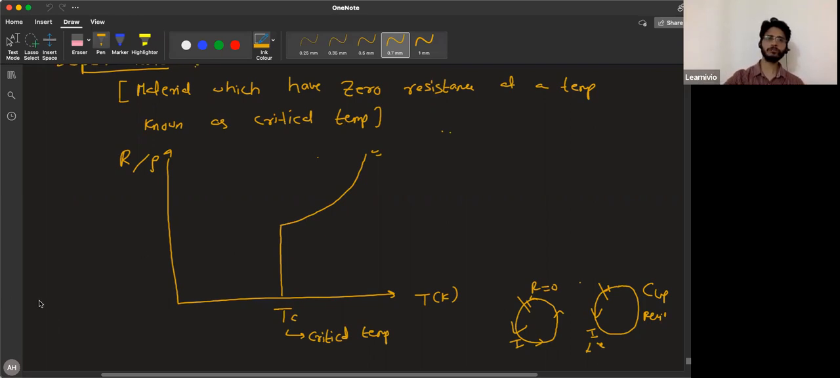It's around minus 200 degrees Celsius. This is known as liquid nitrogen temperature. At this temperature, there are few materials which behave like a superconductor. We use superconductors in MRI scans and all things. They use superconducting materials. Have you heard about bullet trains?